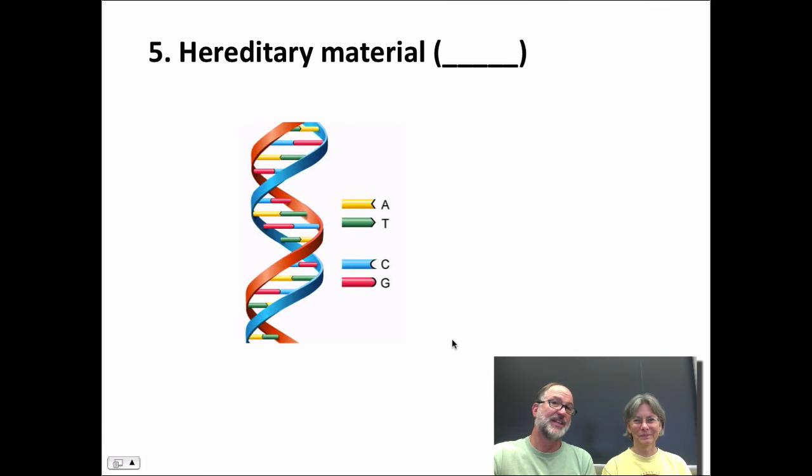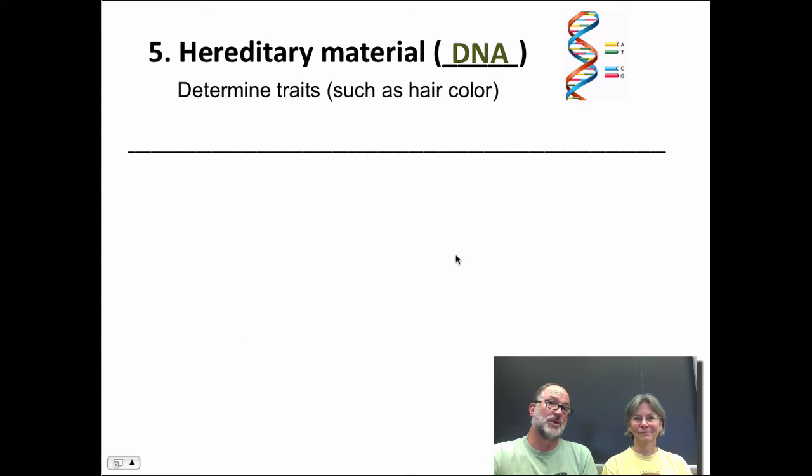A fifth characteristic, the final one that we have on our list, is the hereditary material. And most of you recognize this double helix twisted ladder shape as a DNA molecule, which is the hereditary material for all known living things. DNA, or hereditary material, is what determines our traits, and one of those traits is hair color.